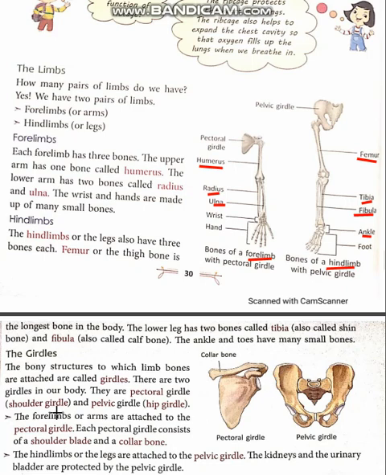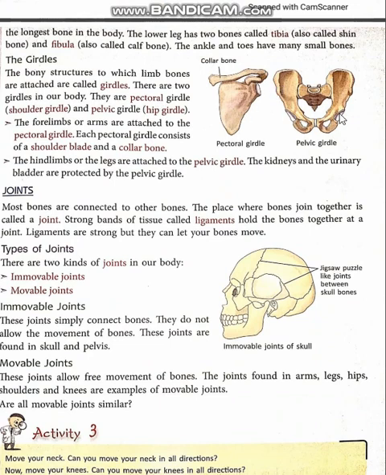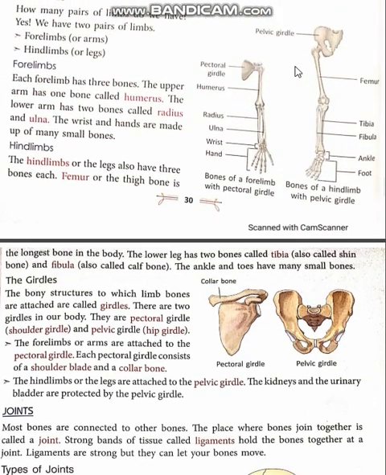Now we'll move to the girdles. Look at the structure of girdles. Girdles are the bony structures to which limb bones are attached. As I showed you in the earlier picture, limbs are attached to the girdles only. Look again. Your forelimbs are attached to which girdle? Pectoral. And your hind limbs are attached to which girdle? Pelvic. So girdles are the structures where limb bones are attached.